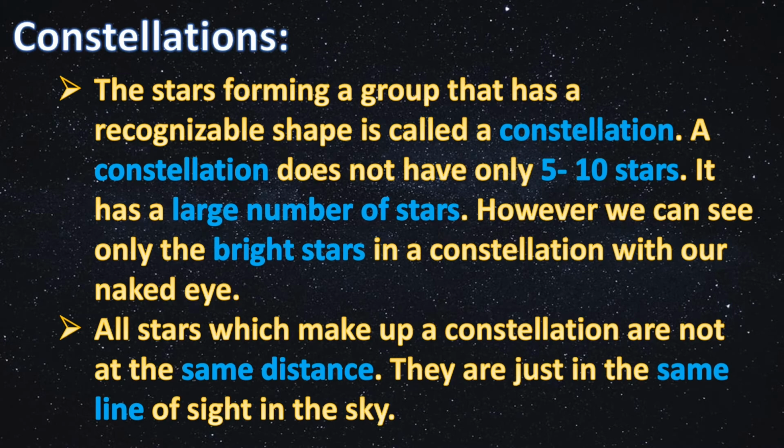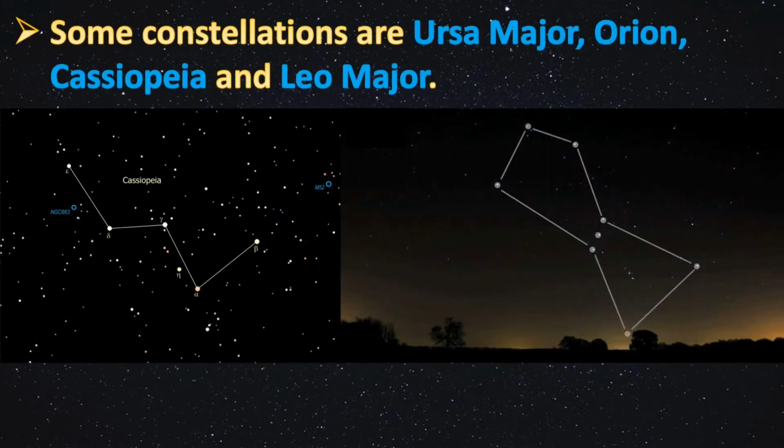Constellations. The stars forming a group that has a recognizable shape is called a constellation. A constellation does not have only 5 to 10 stars. It has a large number of stars. However, we can see only the bright stars in a constellation with our naked eye. All stars which make up a constellation are not at the same distance. They are just in the same line of sight in the sky. Some constellations are Ursa Major, Orion, Cassiopeia, and Leo Major.